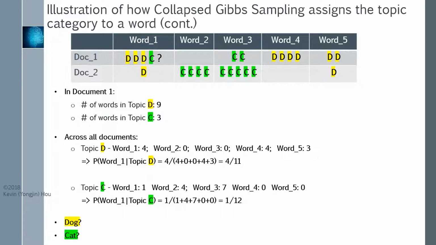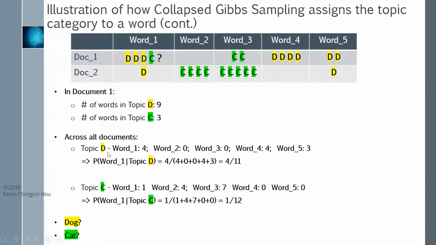So we basically do some very simple word counting task. First, let's look at document 1. If we look at document 1, going horizontally, we can conclude that the number of words in topic D in this particular document 1 is 9: 1, 2, 3, 4, 5, 6, 7, 8, 9. So pretty simple word counting. And also in document 1, the topic C, the green C, has 3 instances.